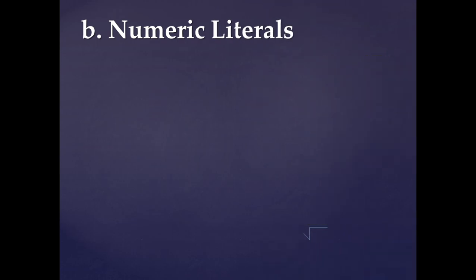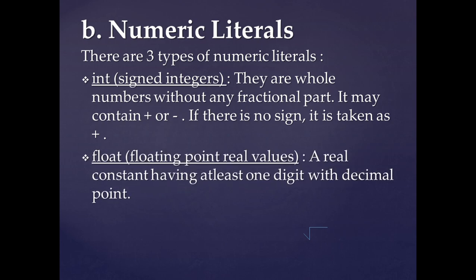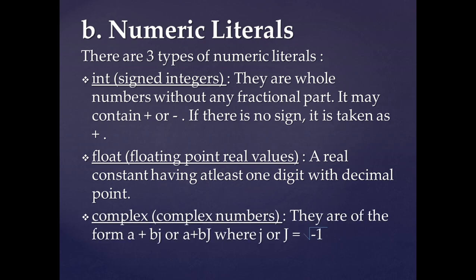Let us move on to numeric literals. There are three types of numeric literals in Python. The first one is integer. Any whole number without a decimal point is considered an integer by Python. Those integers can be negative or positive. Floating point values: numbers that have a decimal point are treated as floating point numbers in Python. And complex numbers. As we have in mathematics, the same concept is applied here. The complex number is of the form a plus bj, where the imaginary part j is equal to root of -1.